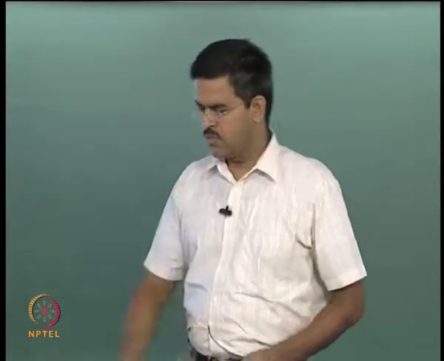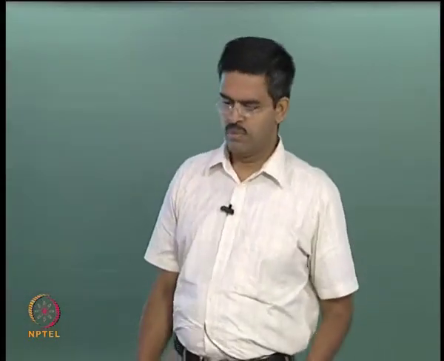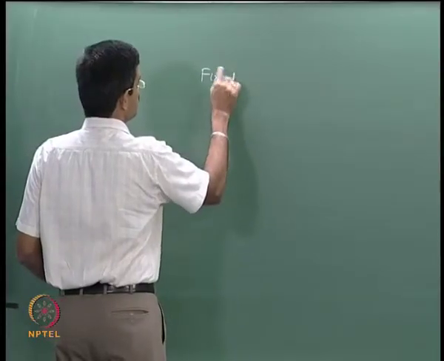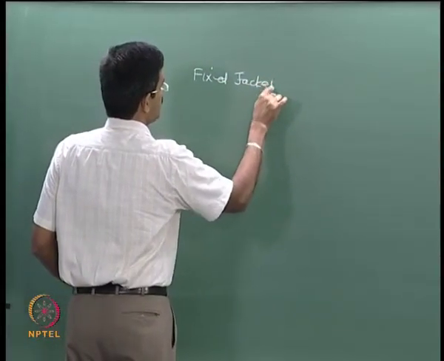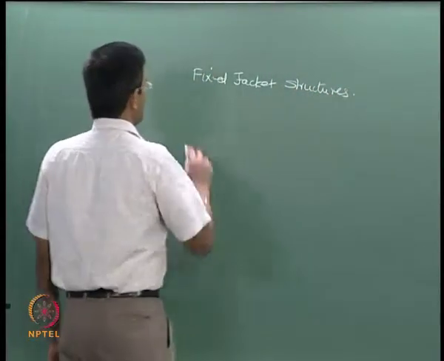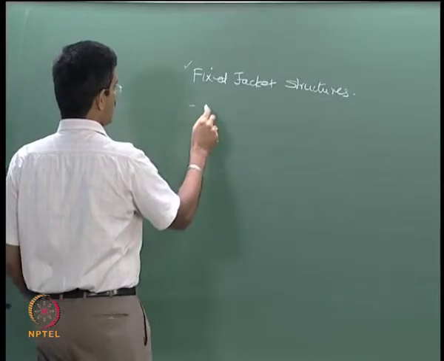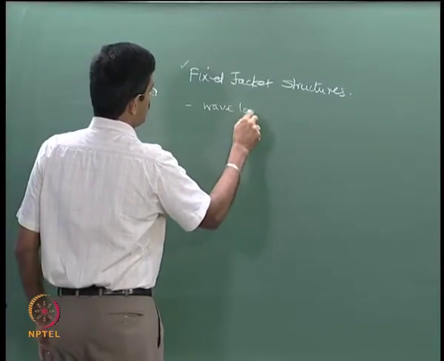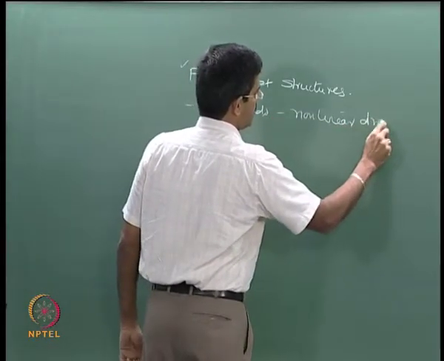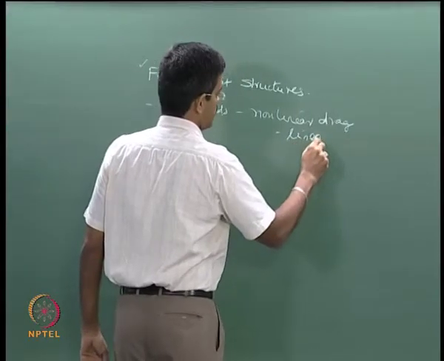Now we have the 6th lecture on module 2. In this lecture we will talk about the dynamics of one type of structure, which is articulated towers. We already discussed the dynamic analysis of fixed jacket structures. We have also seen how to handle the wave loads using the nonlinear drag part by linearizing it.